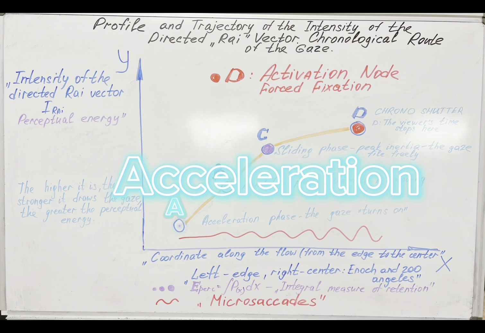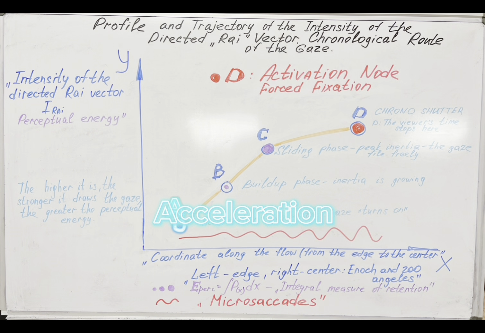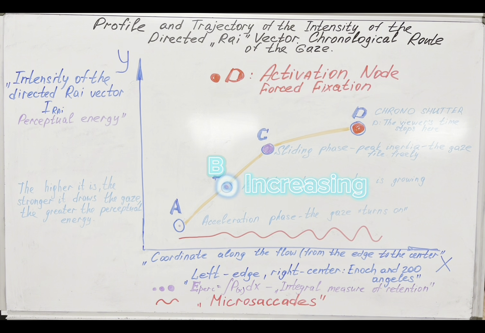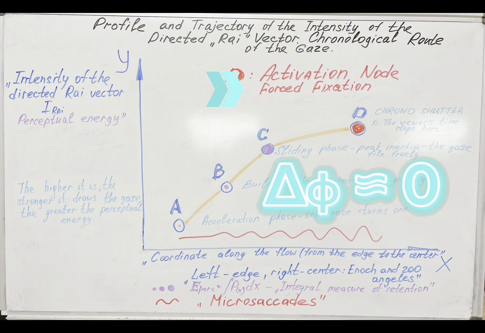Point A represents acceleration. This is the starting impulse on the far periphery, where the gaze is just switching and entering into the stream. Point B represents growth. A progressive increase in intensity, where the observer is tightly pulled into the structural fabric of the canvas. Point C represents sliding. A plateau of maximum inertia, where the pupil freely flies through the nanochannels of noble pigments without encountering any resistance from the medium. On this specific track, the phase difference of the rhythms is reduced to absolute 0.